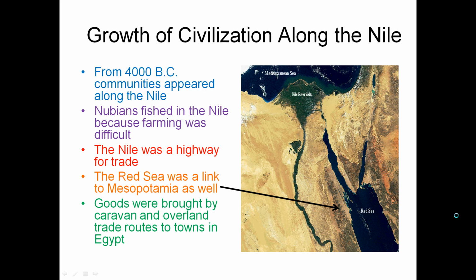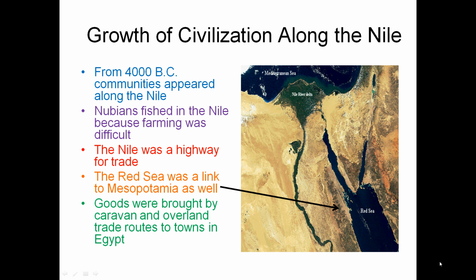Growth of civilization along the Nile. From 4000 BC, communities appeared along the Nile. Okay, and I'm certain that they appeared in the Egyptian section of the Nile, where there were no cataracts and where the farmland was plentiful. Nubians fished in the Nile because farming was difficult. So as you go further down the Nile, the farmland becomes more narrow. So fishing was the best source of food.